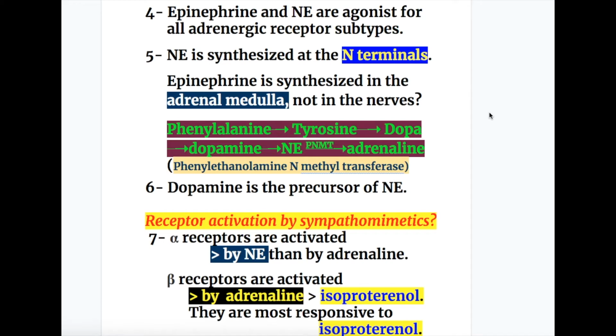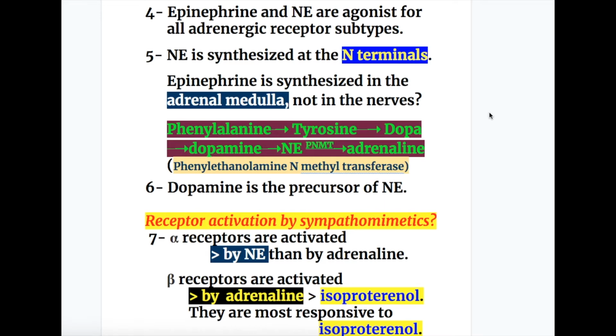Number 5, norepinephrine is synthesized at the nerve terminals. Epinephrine is synthesized in the adrenal medulla, not in the nerves. Why is epinephrine not synthesized in the nerve endings? So I'll briefly describe the synthesis of the catecholamine, which starts here at phenylalanine, to tyrosine, to dopa, then dopamine, then norepinephrine, and then adrenaline.